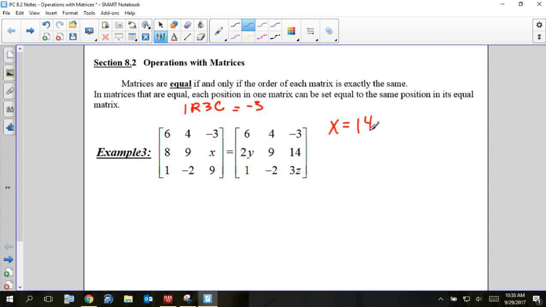Y is in the second row, first column. So we look at the second row, first column in the other matrix, we see an 8. So 2y is 8, so y has to be 4.